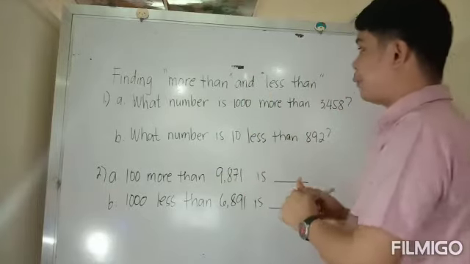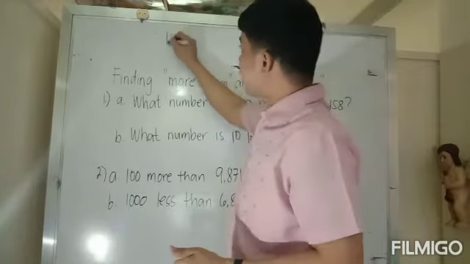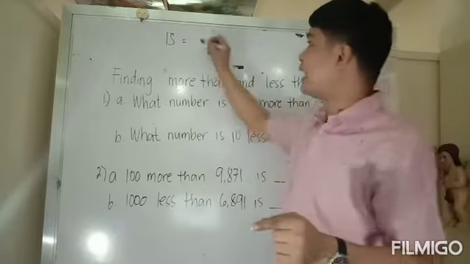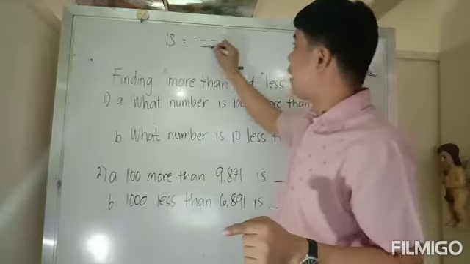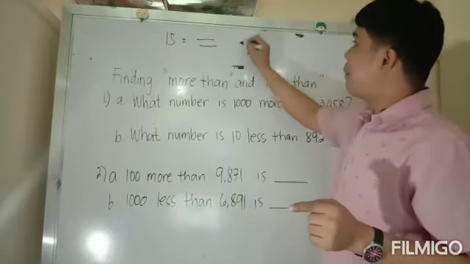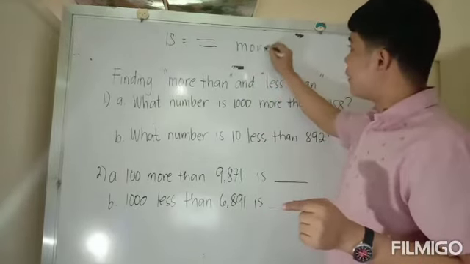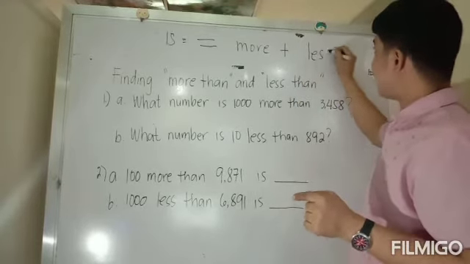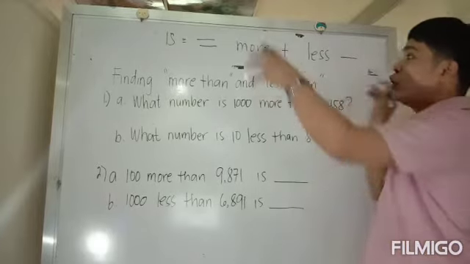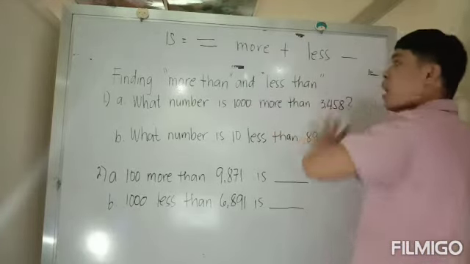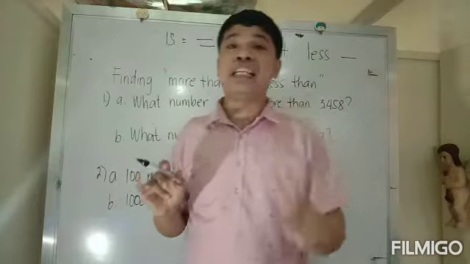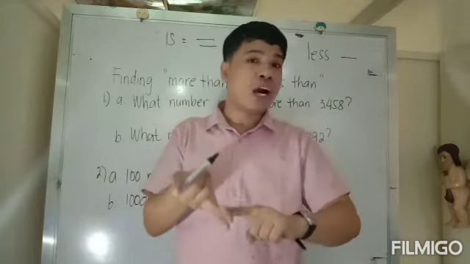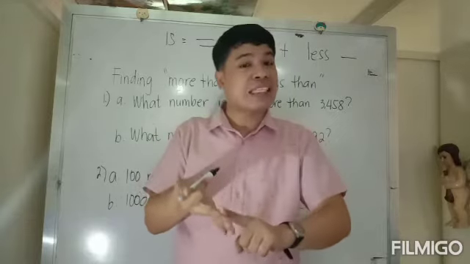So we have here the first term, which is "is." When we say "is," that means equal. And when we say "more," that means plus. And when we say "less," that means minus. Okay, so these are the three terminologies that we need to learn: is means equal, more means plus, and less means minus.